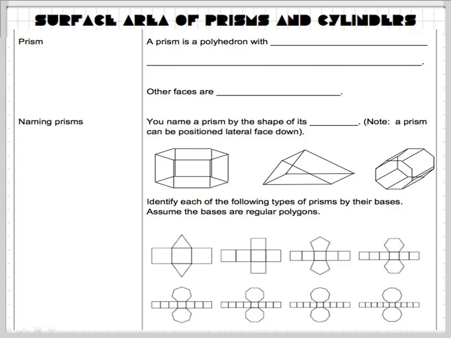Surface area of prisms and cylinders. A prism is a polyhedron with exactly two congruent, for congruent we just do the equals sign with the squiggly line, and parallel faces called bases.